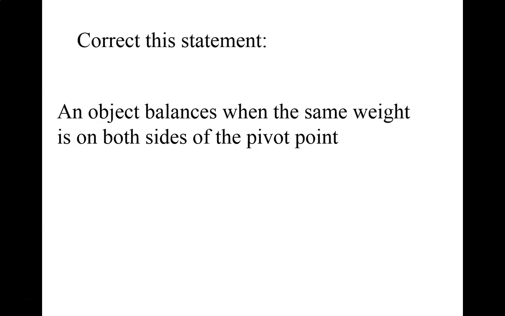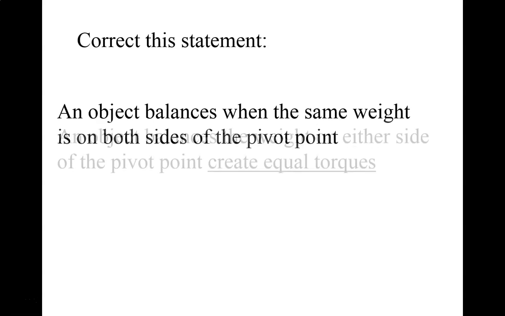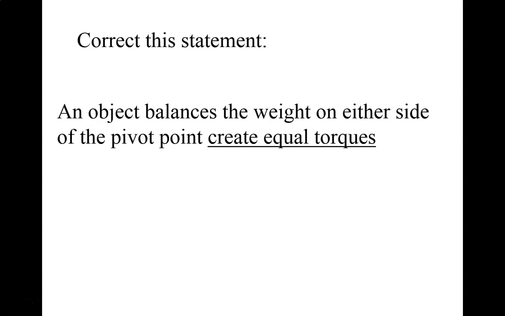So correct the statement, which is not a correct statement. It's a sometimes correct statement. Let me qualify that. An object balances when the same weight is on both sides of the pivot point. That is true sometimes, but not all the time. What would make this a true statement? An object balances when the weights on either side create equal torques, or when the torques are the same on both sides.